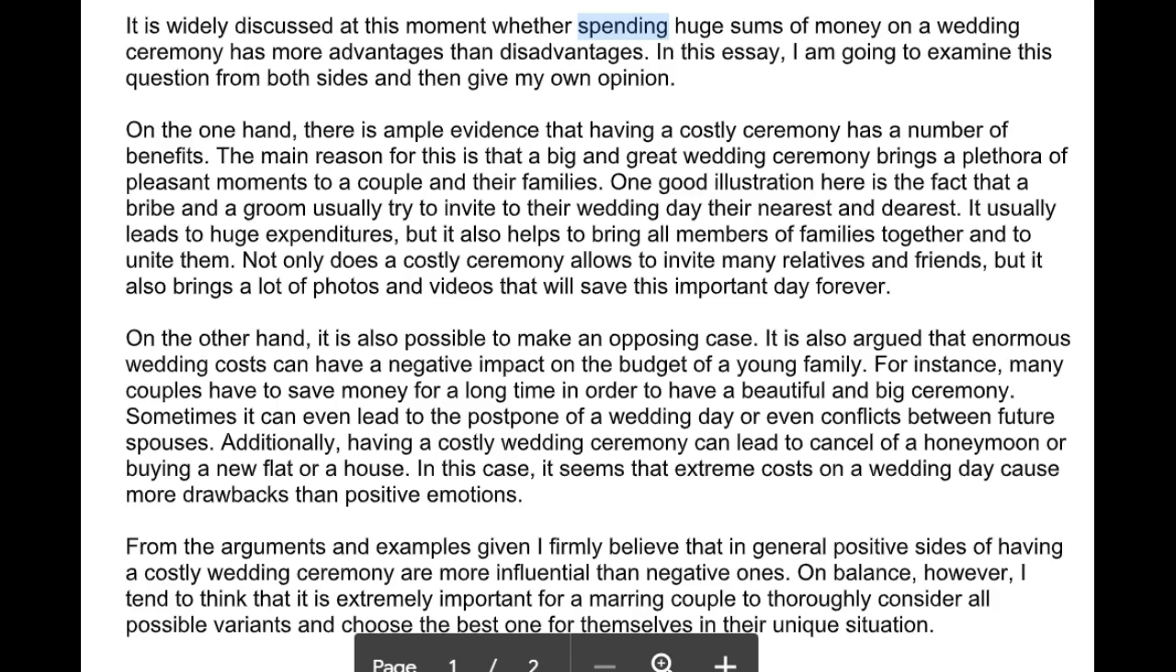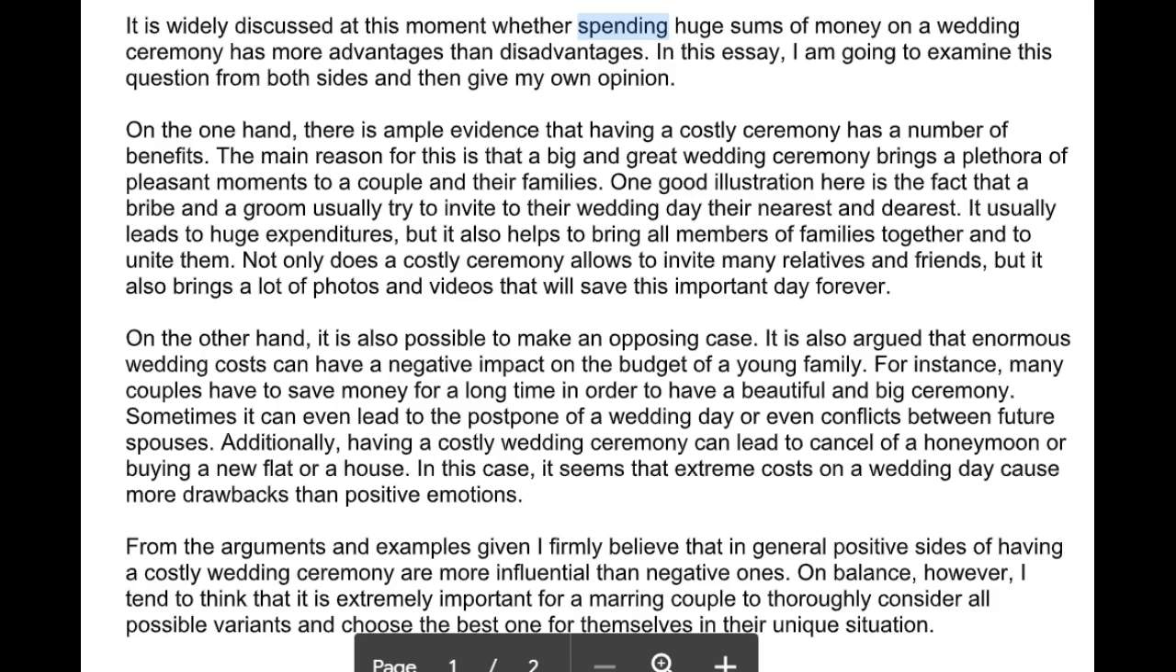On the other hand, it's also possible to make an imposing case. It is also argued, okay, you've got a bit of repetition with the word also here, so I would just delete your second also. So it is argued that enormous wedding costs can have a negative impact on the budget of a young family. That's good. For instance, many couples have to save money for a long time in order to have a beautiful and big ceremony. Again, you're using the word big. So try and find some synonyms, so you can extend your vocab range there.